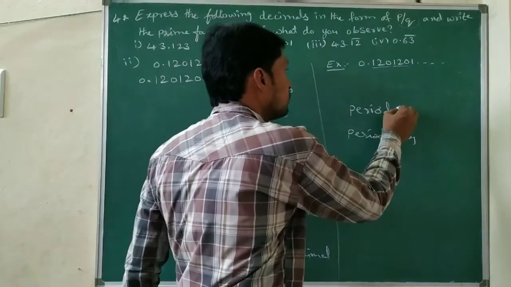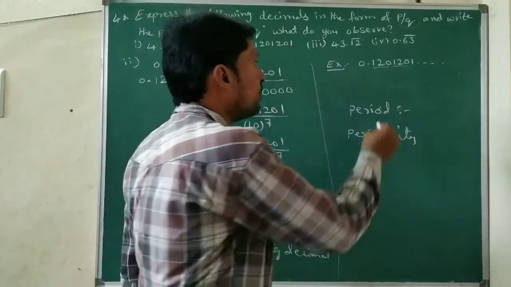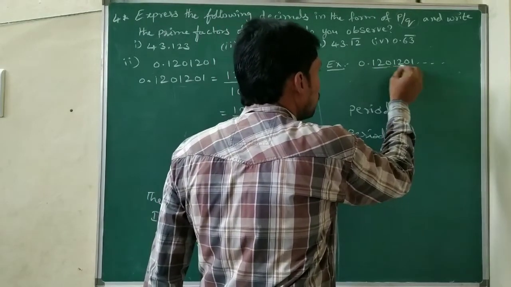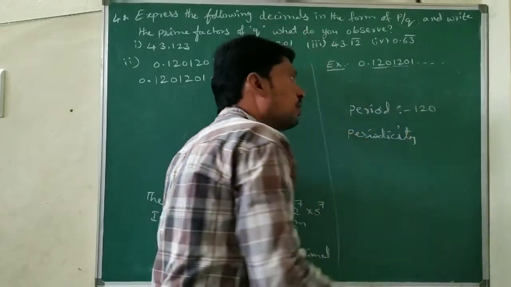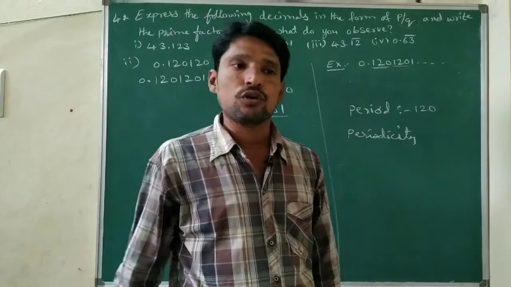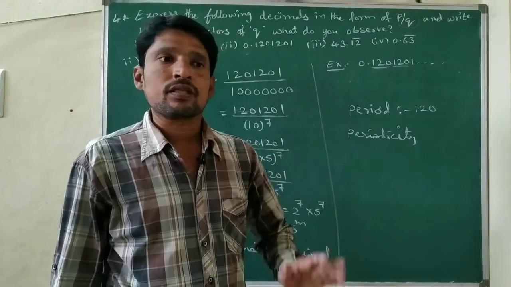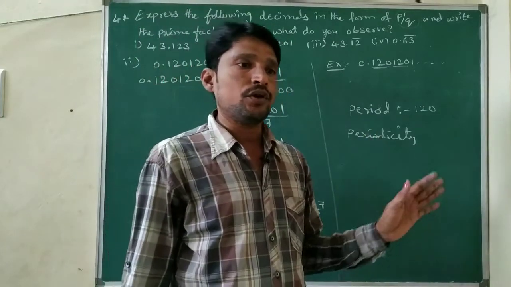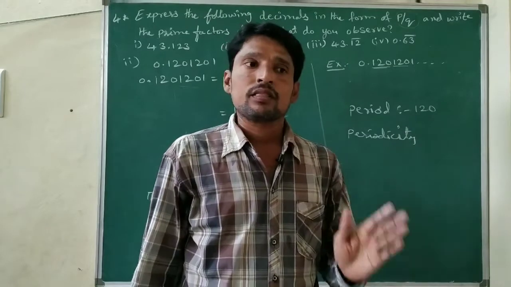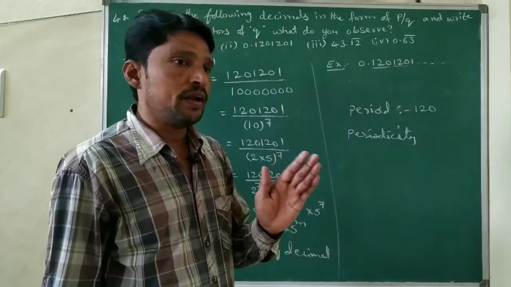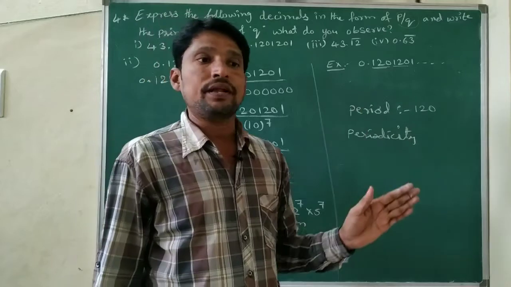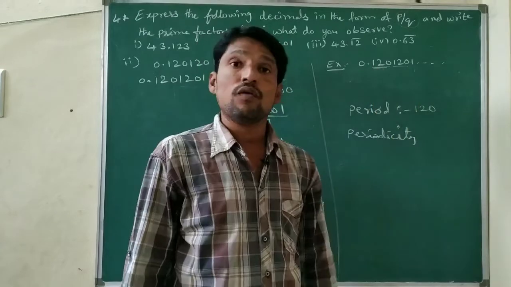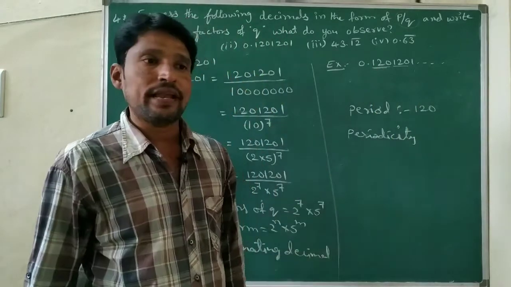So what is the period here? Which one is repeating? 120 is repeating, so the period is 120. Once again, the set of digits which repeats in non-terminating repeating decimals is called the period. So the period, in this case, is 120.